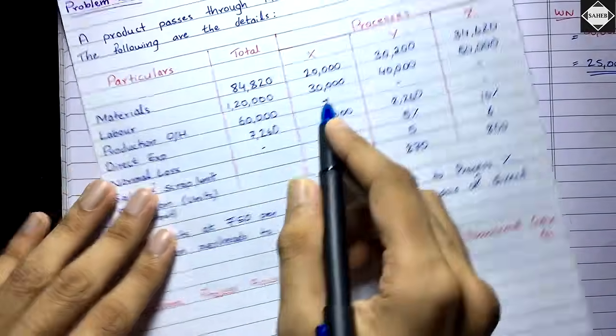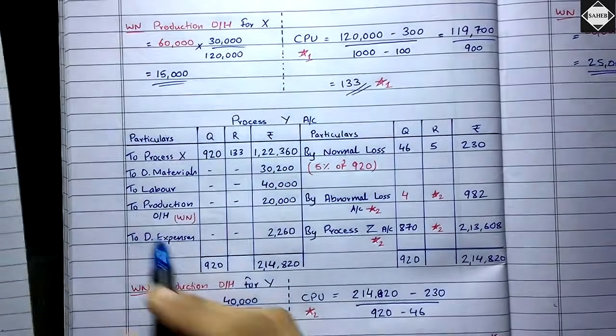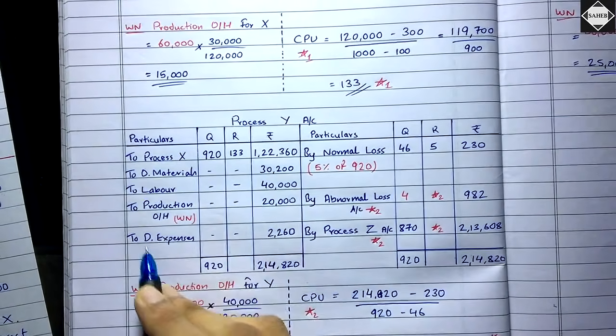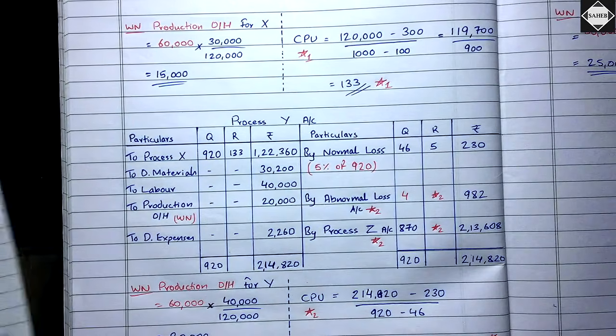Then what do we have? The same things, same repetition. Labor 40,000. Direct expenses 2,260. So take that. Labor 40,000 and then direct expenses 2,260. Take that. Then what do we have?